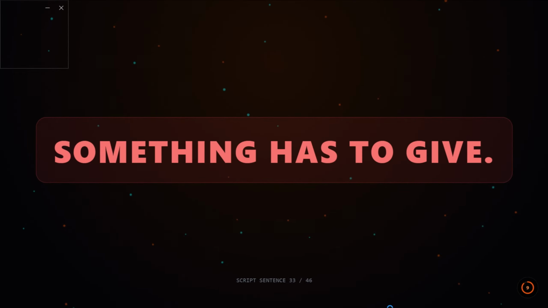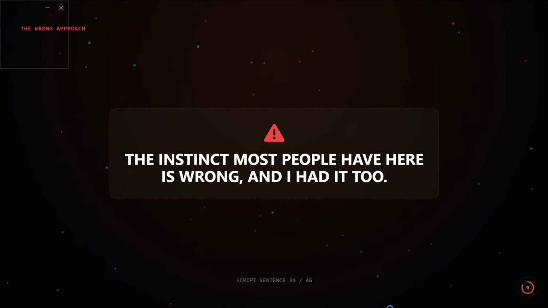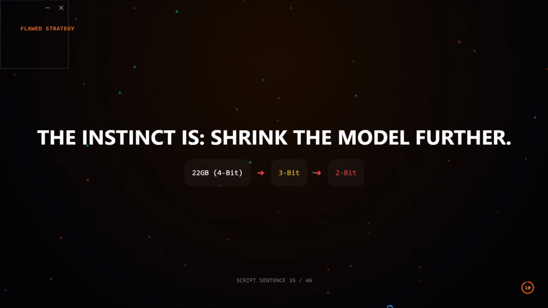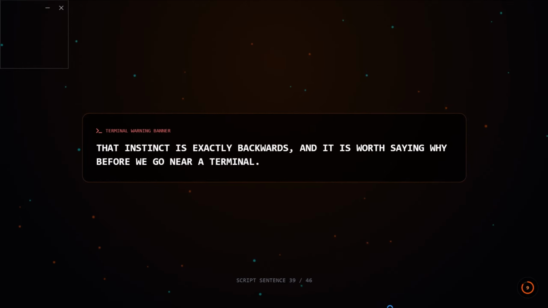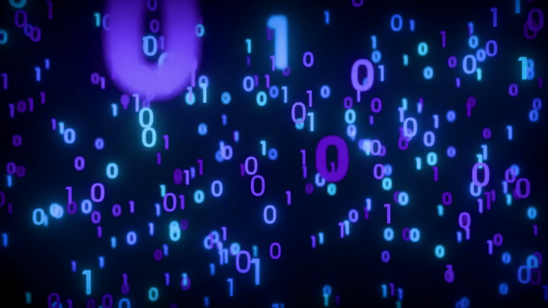Something has to give. The instinct most people have here is wrong, and I had it too. The instinct is shrink the model further. Go to 3-bit. Go to 2-bit. Compress until it fits. That instinct is exactly backwards, and it is worth saying why before we go near a terminal. Quantization below 4-bit does not fail quietly.